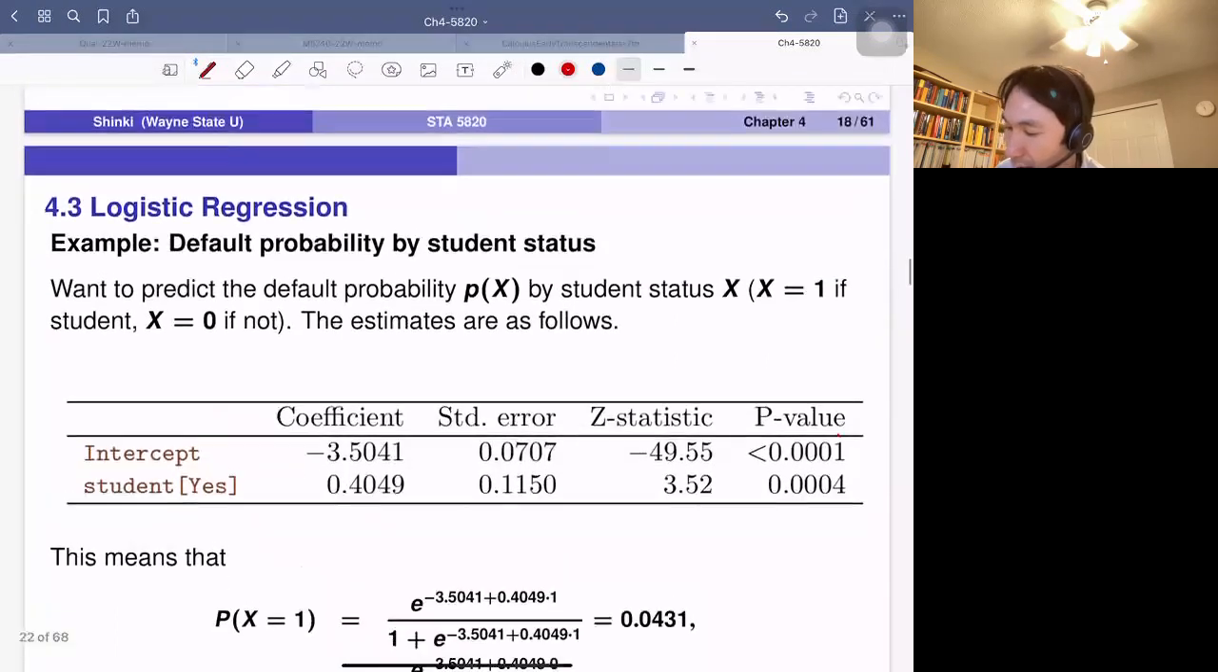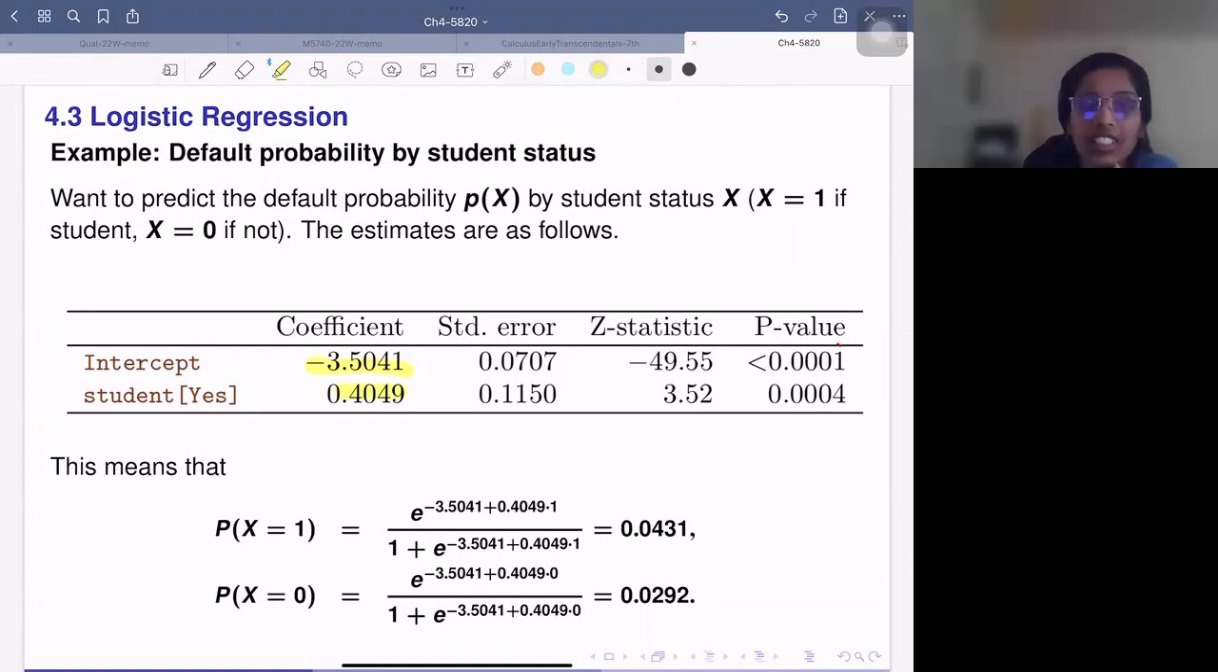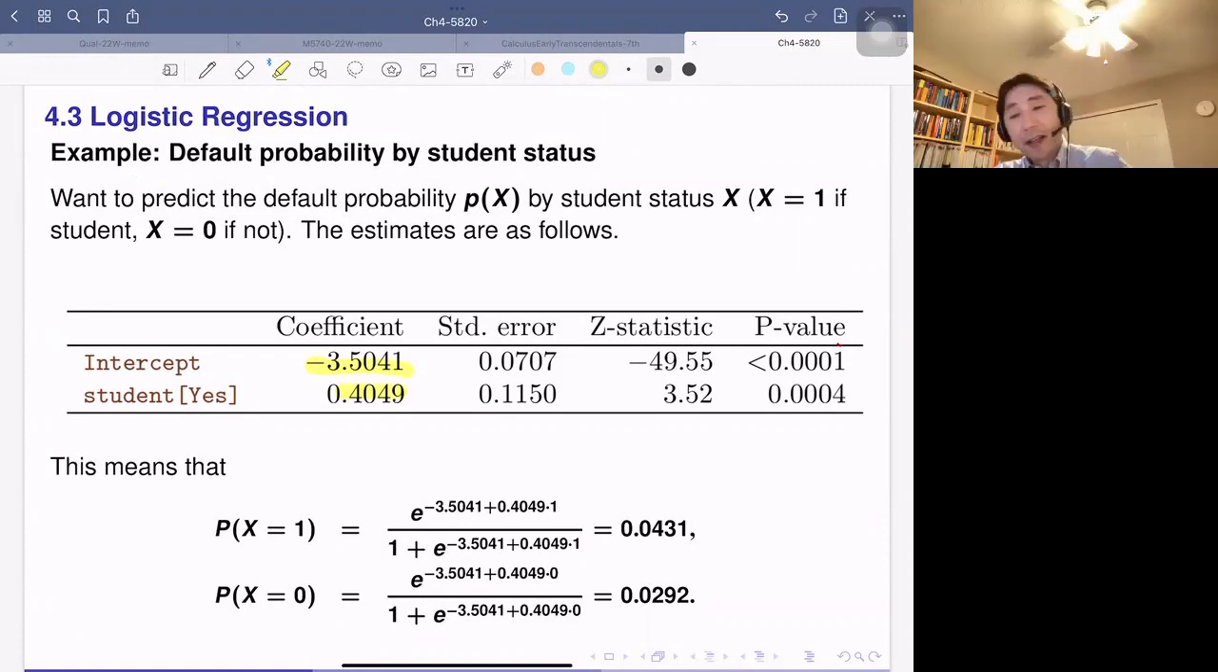Then the estimated model is here. So what do you think? Does the student have higher default probability or lower default probability than non-students? Higher, yes, thank you. It's higher, right? If we have a positive coefficient, then it means the probability is higher if student is yes.